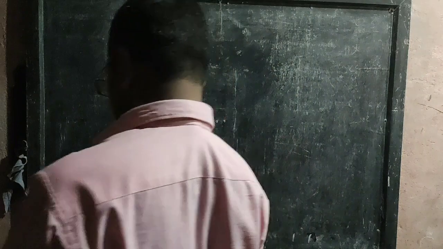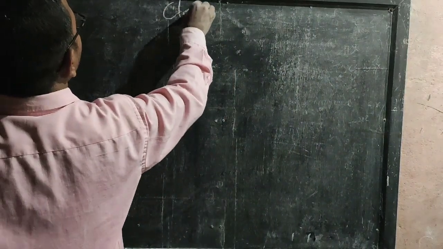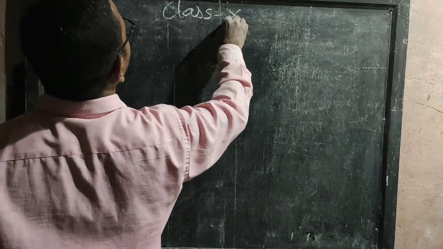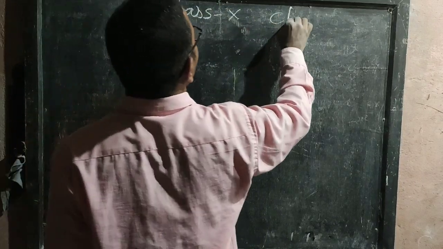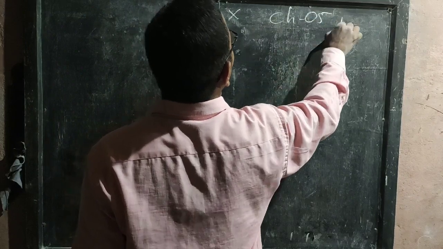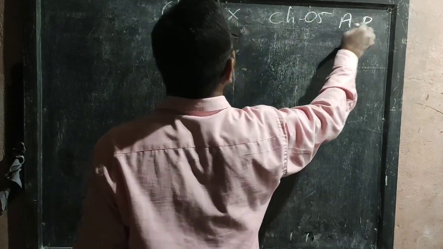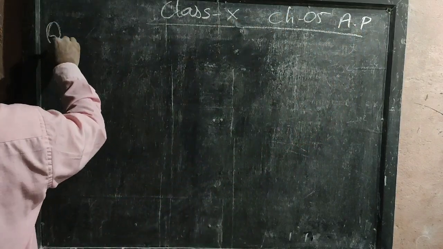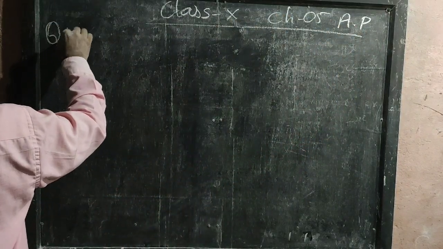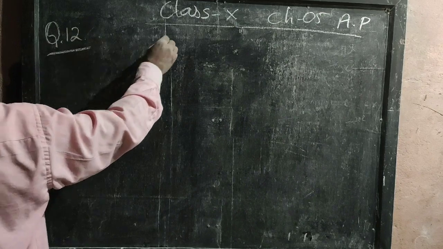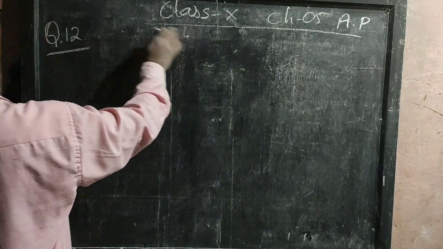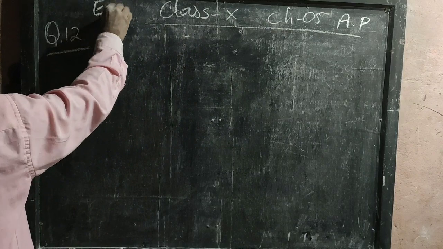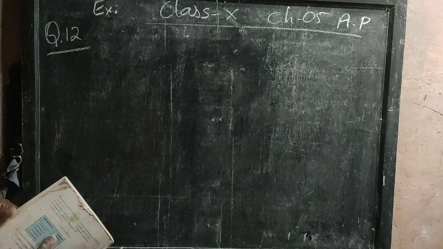So now students, let's see question number 12. Class 10th, chapter 5, Arithmetic Progressions (AP), question number 12 of exercise 5.2.